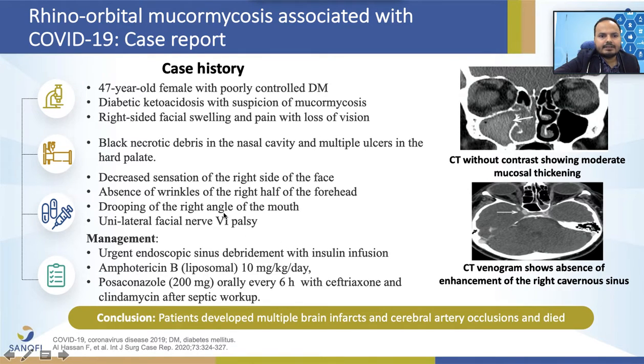This is another case, a 47-year-old female with poorly controlled diabetes. She came with diabetic ketoacidosis with suspicion of mucormycosis. There was right-sided facial swelling and pain with loss of vision. And this is the CT scan, which showed contrast showing moderate mucosal thickening. And CT venogram shows absence of enhancement in right cavernous sinus.